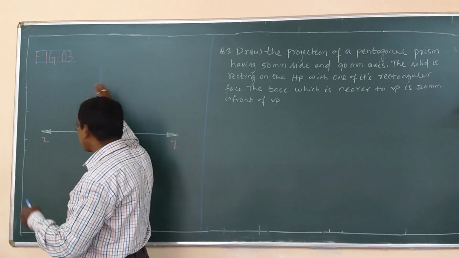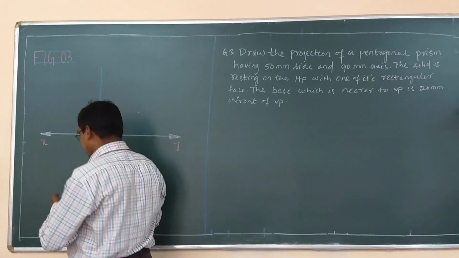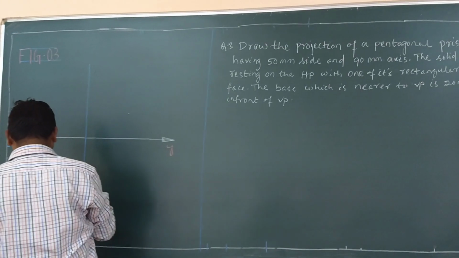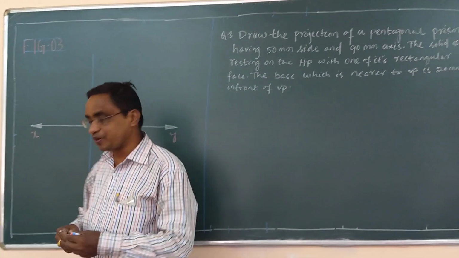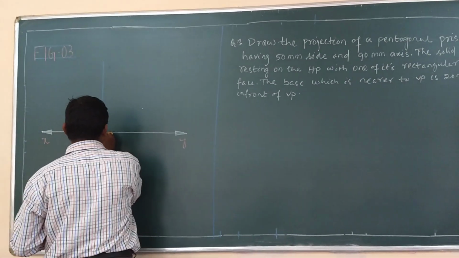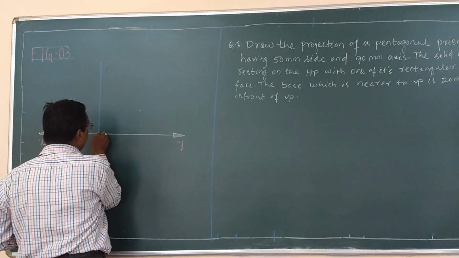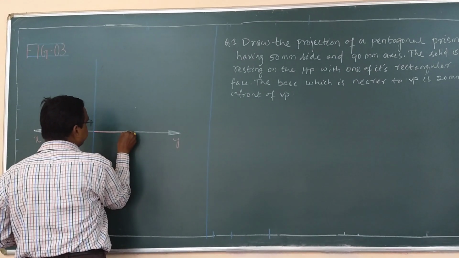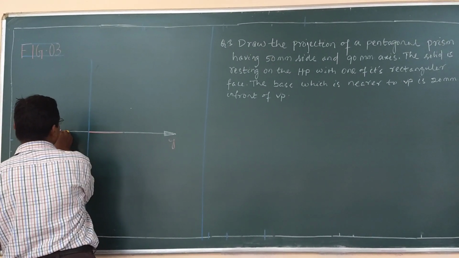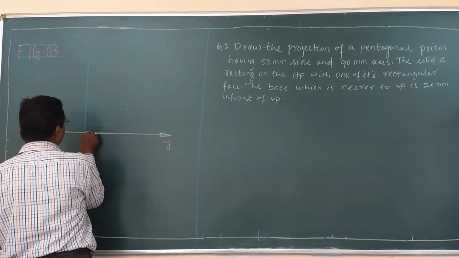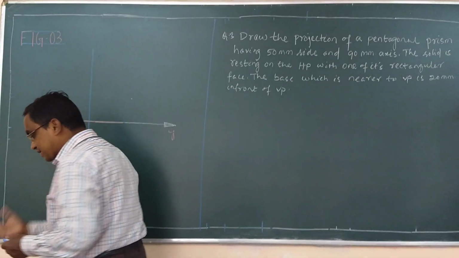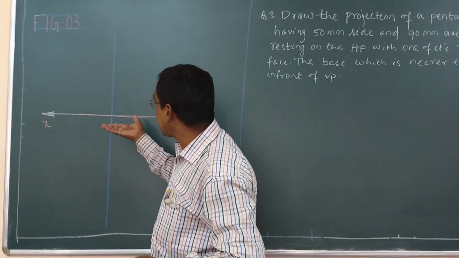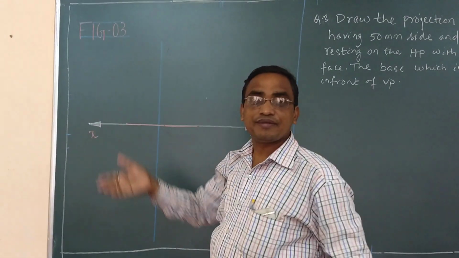First you measure the length of xy, mark the midpoint of xy, and draw a thin perpendicular line. I mark a regular pentagon in the front view, and the side of the pentagonal prism is 50. So from this midpoint I will take 25 mm right side and 25 mm left side, total is 50. Since it is resting on the HP, from the XY reference line I will start my front view.